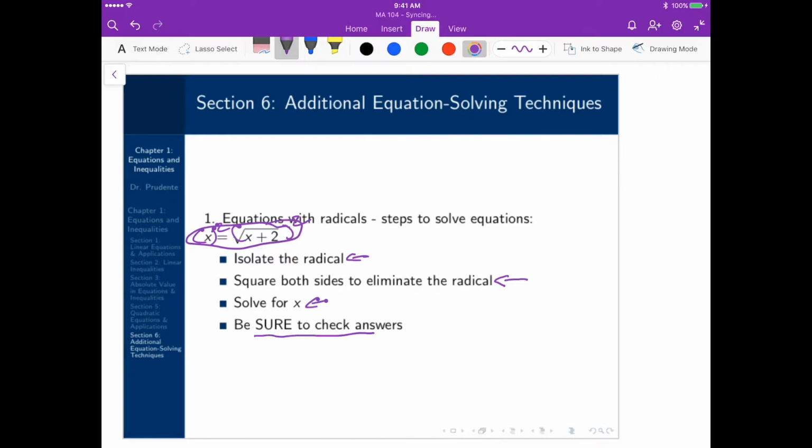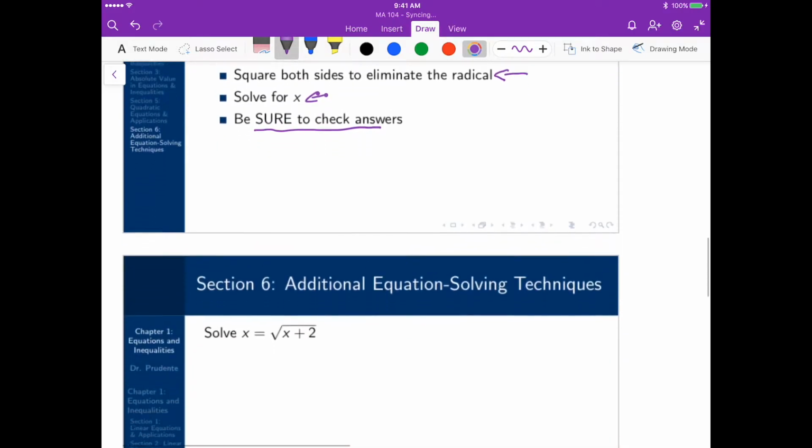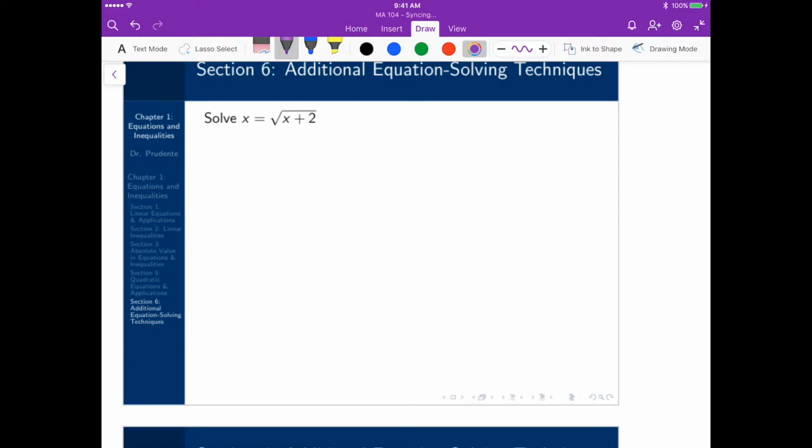And one thing that we're going to do that might be a little different is we're going to have to check our answers. This might be kind of a new case of checking our answers, but by squaring it, we actually get rid of some of the restrictions in the problem. So some of the answers we might get are kind of false answers. So let's look at that.